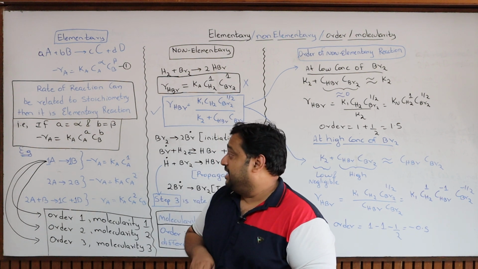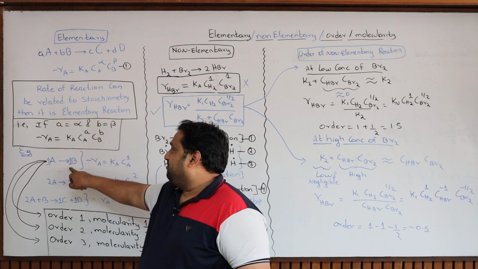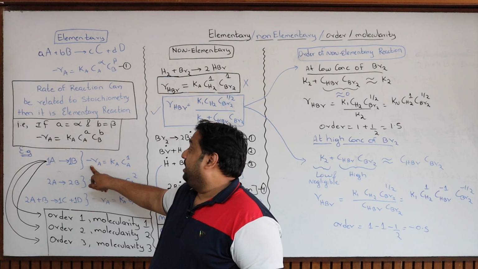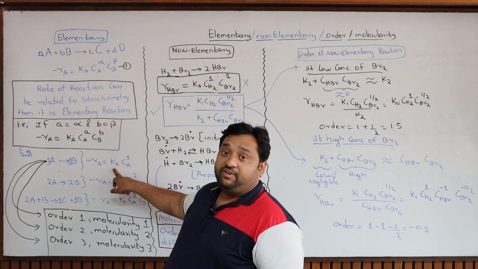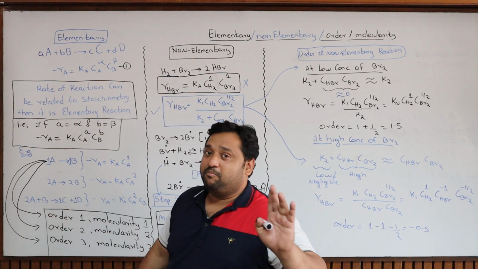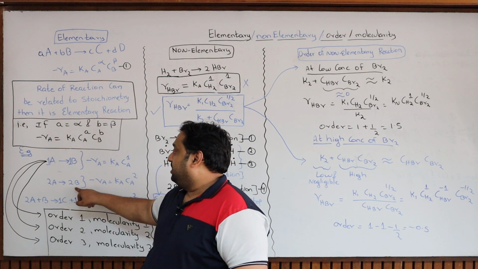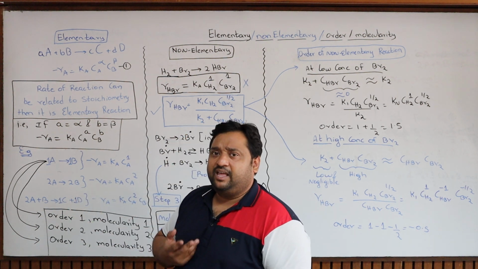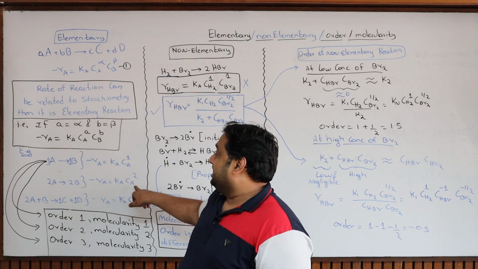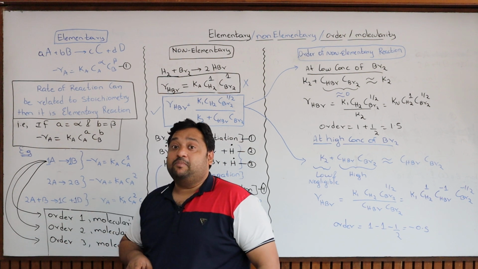Let us see some examples first. 1 mole of A is giving 1 mole of B. Then the rate of reaction of A is rate constant kA into CA power 1. This one and this one are matching, which means it is an elementary reaction. 2A gives rise to 2B is another example, with minus rA equal to k CA square. You can see 2 and 2 are matching.